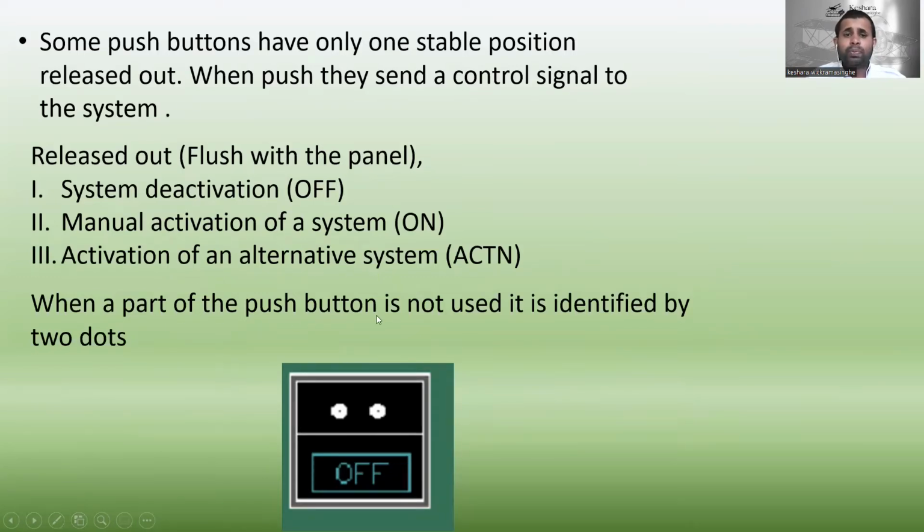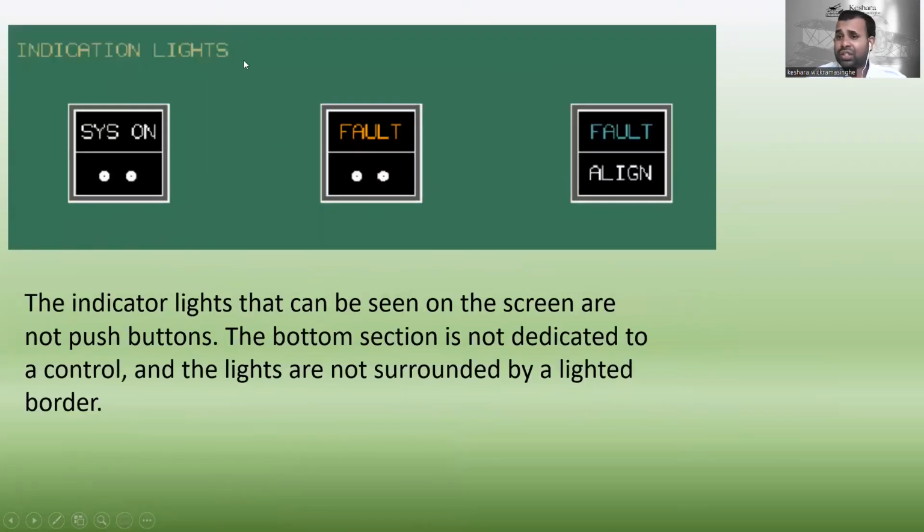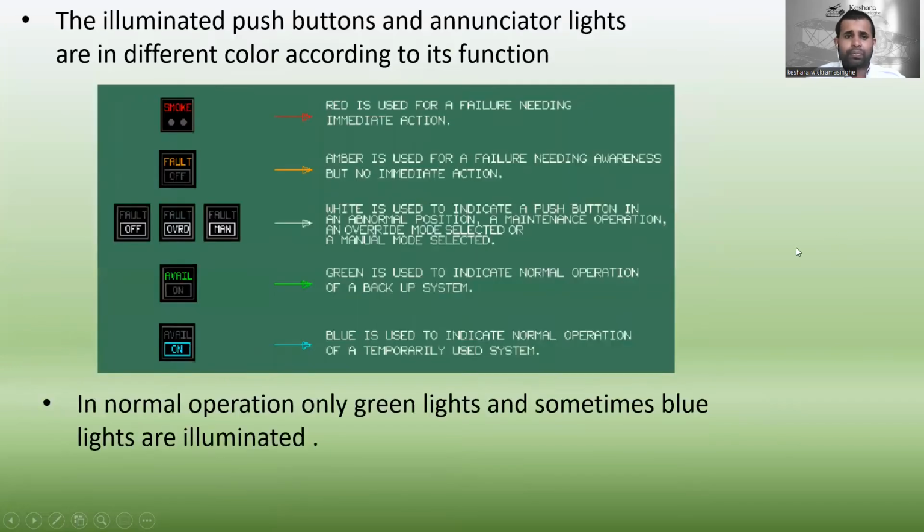When a part of the push button is not used, it is identified by two dots. You can see these two dots and indication lights. The indicator lights that can be seen on the screen are not push buttons. The bottom section is not dedicated to a control, and the lights are not surrounded by a lighted border.